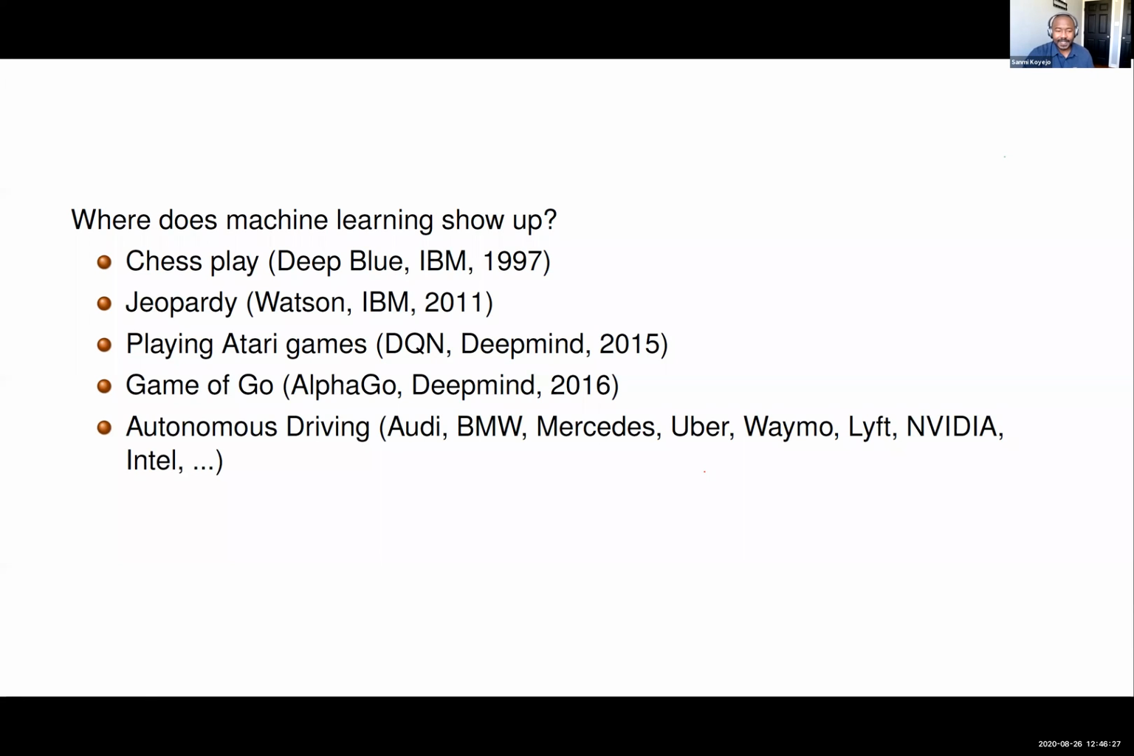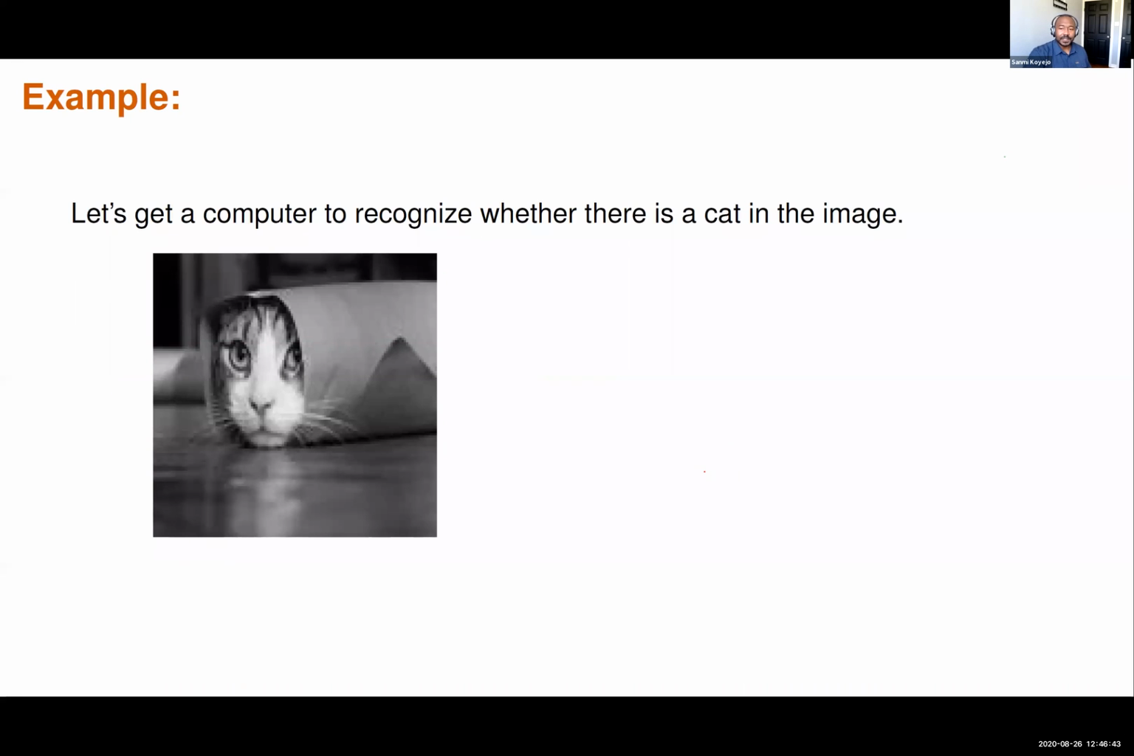Maybe more modern and timely applications are things like autonomous driving. So there's a lot of excitement from pretty much all of the car companies, and maybe also lots of the tech companies in building autonomous driving, again, based on machine learning systems.